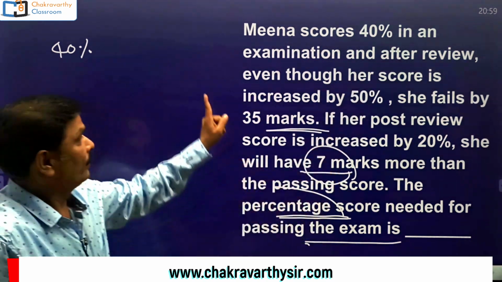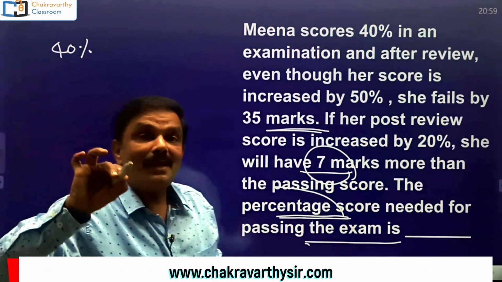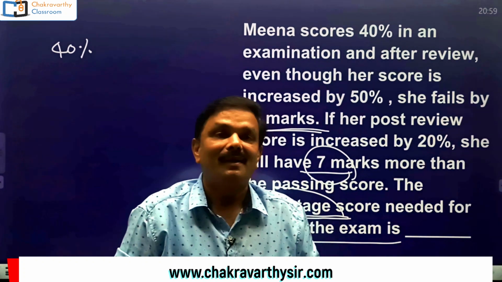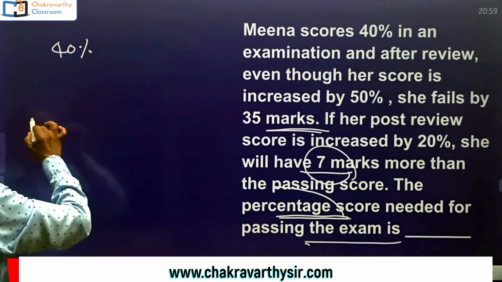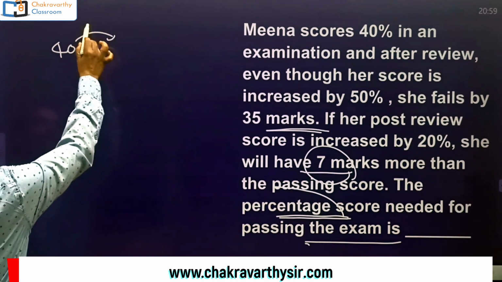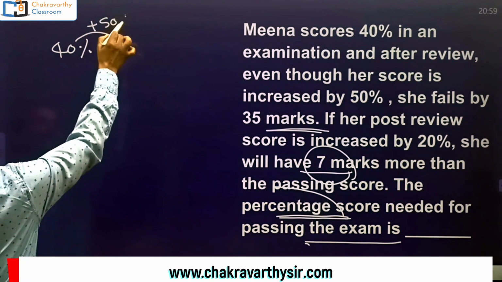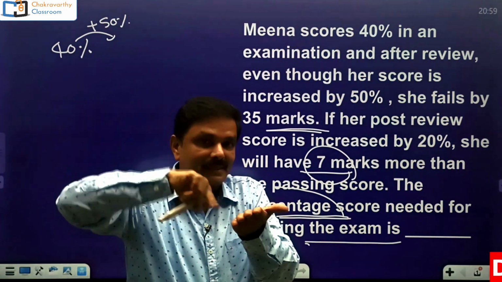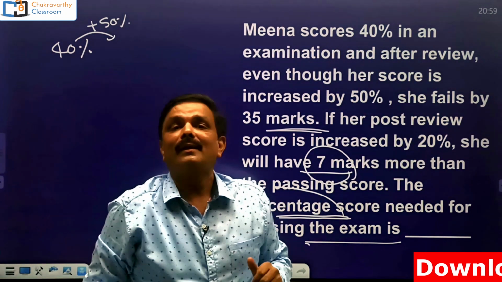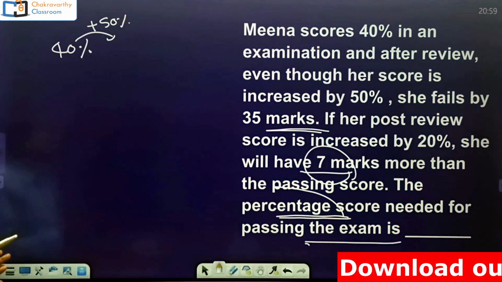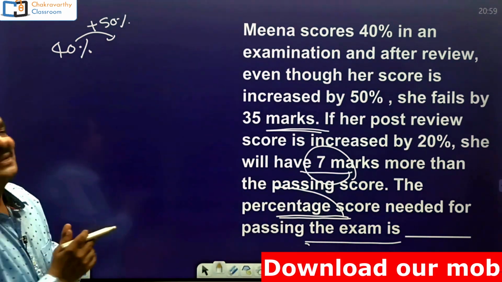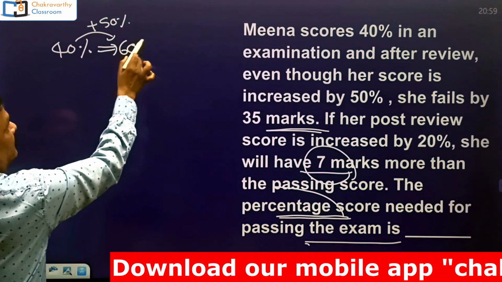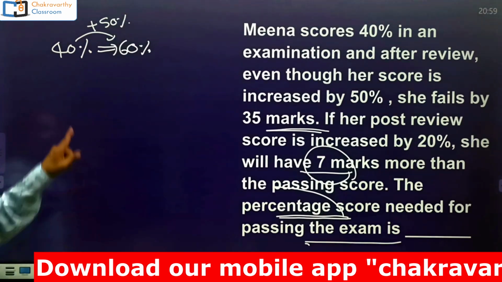In the review, they have added 50% over and above the original marks she got. Original marks she got 40%. 40% plus 50% of this 40%. They have added 50% on the original one. What is 50% of 40%? Obviously 20%. So 40 plus 20%. Now she got 60% of the total marks. I hope this is clear for all of you.